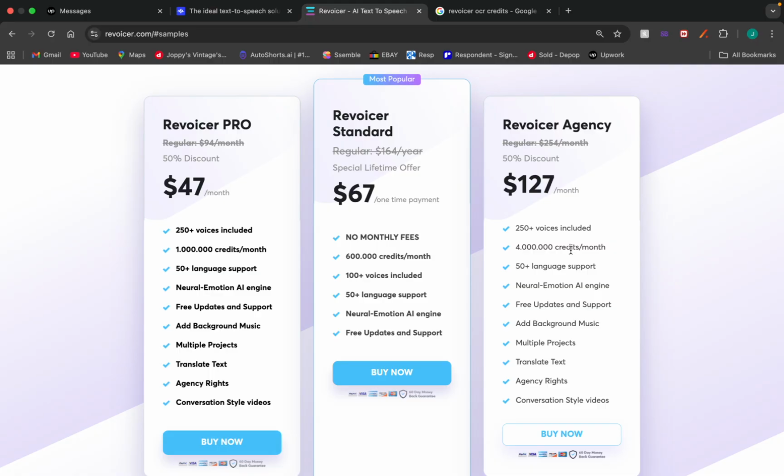And then with the languages, you seem to get access to the same amount of languages, which they claim 50 plus languages. On the standard version, you get 100 plus voices, and on the Pro and agency versions, you get 250 plus voices. So there is a lot of variety on the basic plan. As I said, they don't offer a free version or a light version, but what they do offer is you have a 60-day money-back guarantee, so you can get one of these plans, for example, the standard plan, and if you're not happy with the software within the first 60 days, you can get a full money-back refund guarantee.